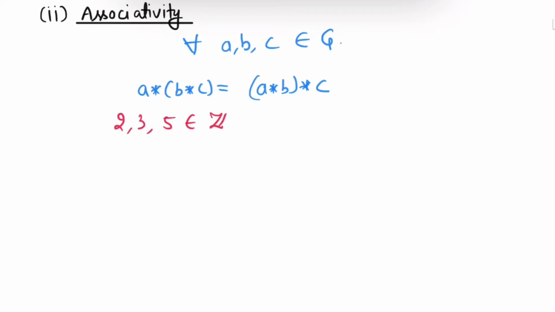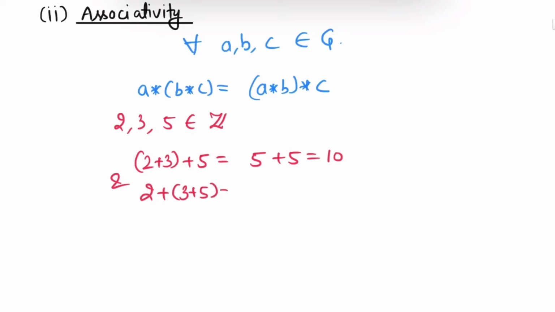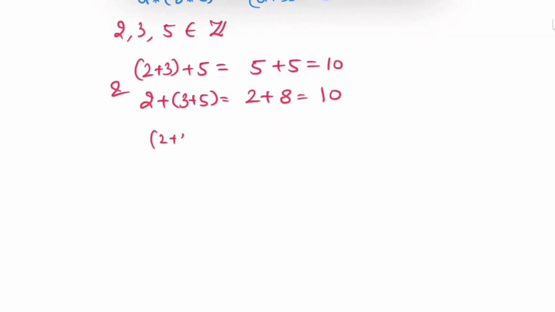Then we can see (2 plus 3) plus 5 equals 5 plus 5, which equals 10. And 2 plus (3 plus 5), what does this equal? 3 plus 5 is 8, and 2 plus 8 equals 10. And we can see here (2 plus 3) plus 5 equals 2 plus (3 plus 5). That means the associative law holds in Z.